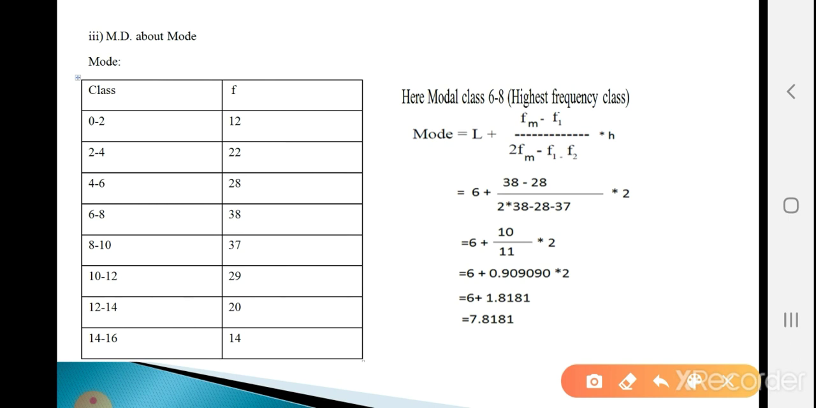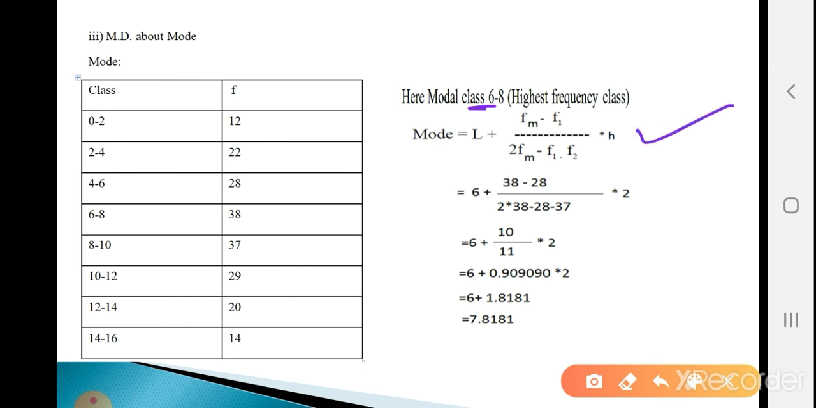So the class having the maximum frequency is the modal class. Here, which class has the maximum frequency? The class 6 to 8 has the maximum frequency. So the modal class is 6 to 8. Now, what is the formula for calculating the mode for continuous data?